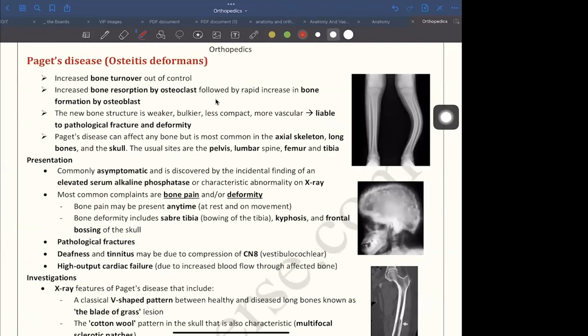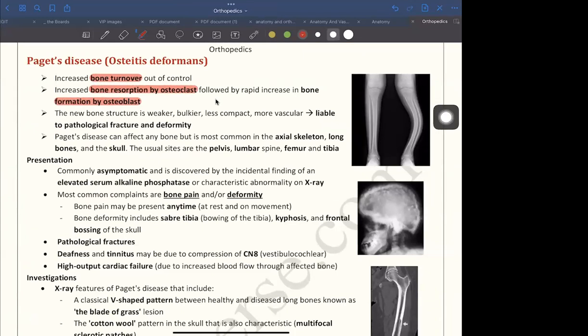Paget's disease, also called osteitis deformans. There is an increase in bone turnover, which means the bone forms and disappears quite quickly. There is increased bone resorption by osteoclasts and bone formation by osteoblasts. So basically your bones are changing very quickly, and the new bone structure is weaker, bulkier, less compact, and more vascular.